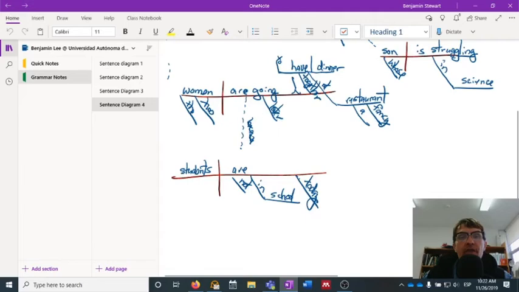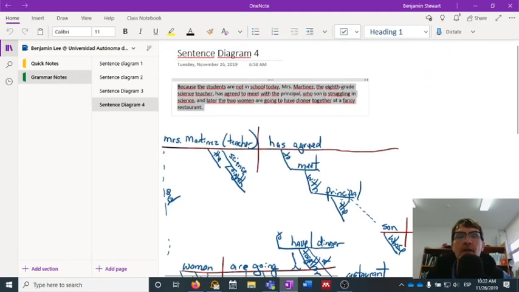So here we have because, which is going to be our subordinating conjunction. We have students, our noun, that's going to be our subject, and then we have the linking verb are. We have the adverb not. We have the prepositional phrase in school that's going to function as an adverb answering the question where, and we also have the adverb today. All right, so I hope this helps.